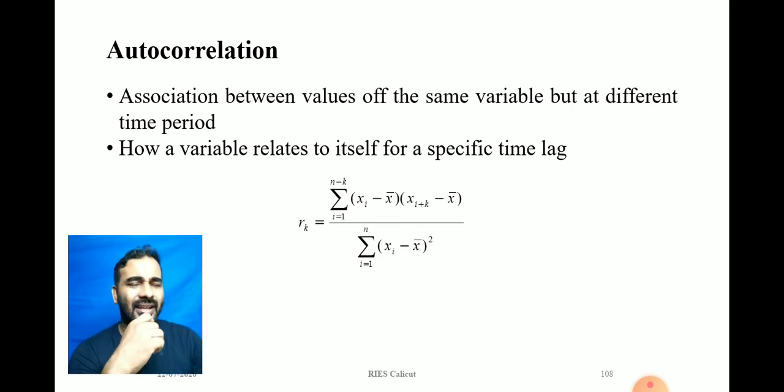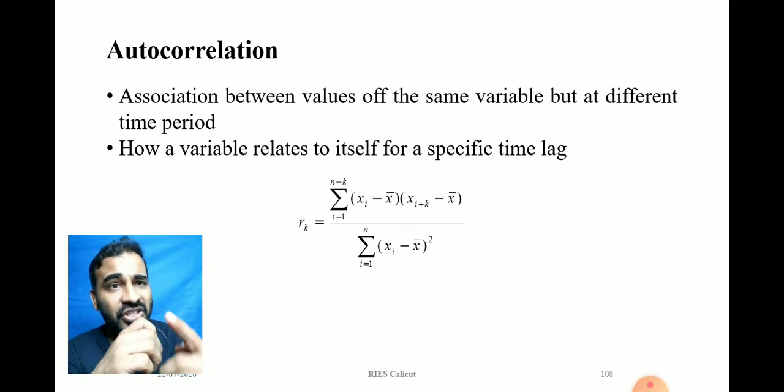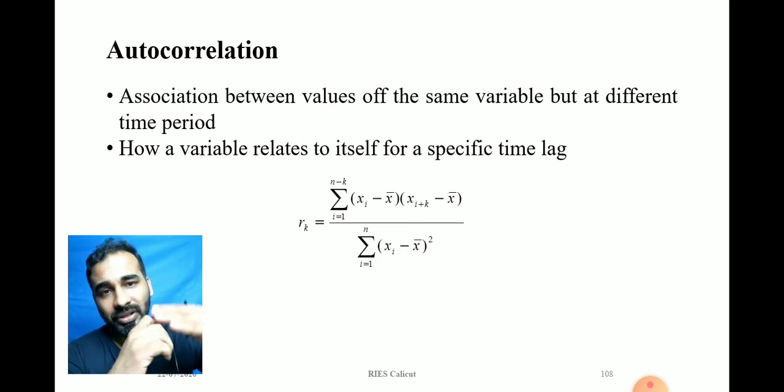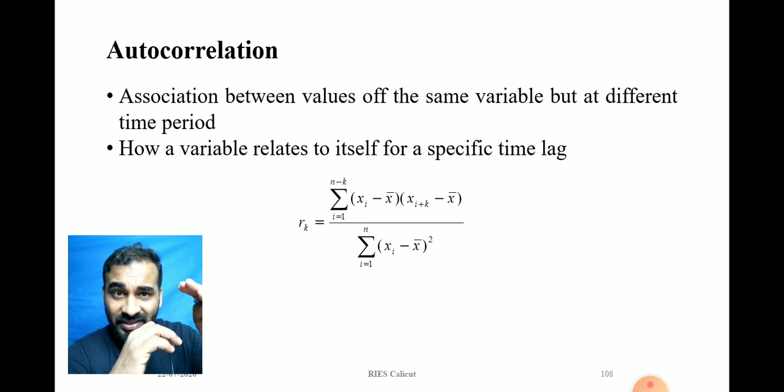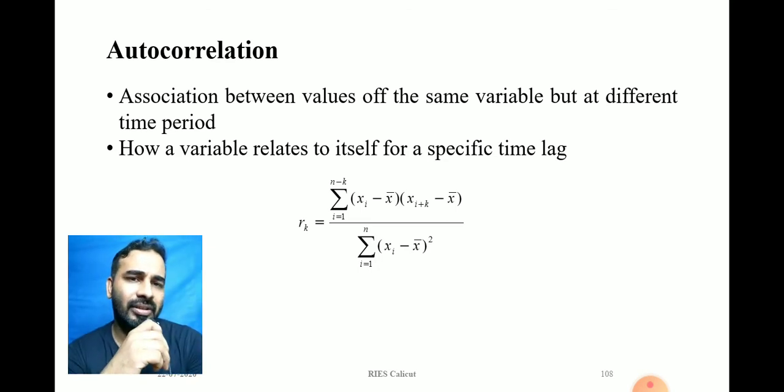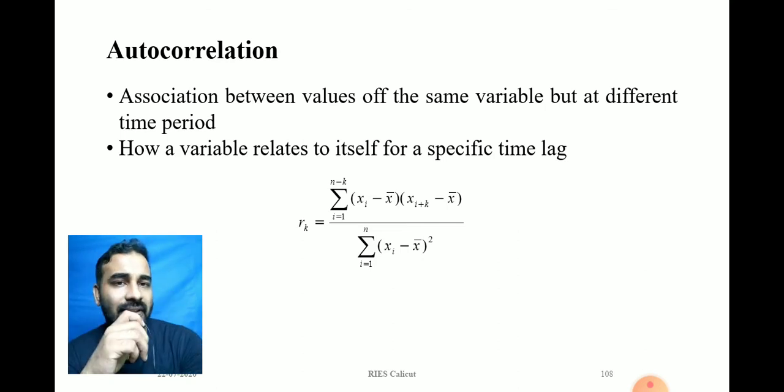One more concept is called autocorrelation. Autocorrelation measures the association between the values of the same variable but at different time periods. So it is correlation within one variable at different points in time. The equation is given, but it is not that important. When we discuss econometrics, we will discuss this later.